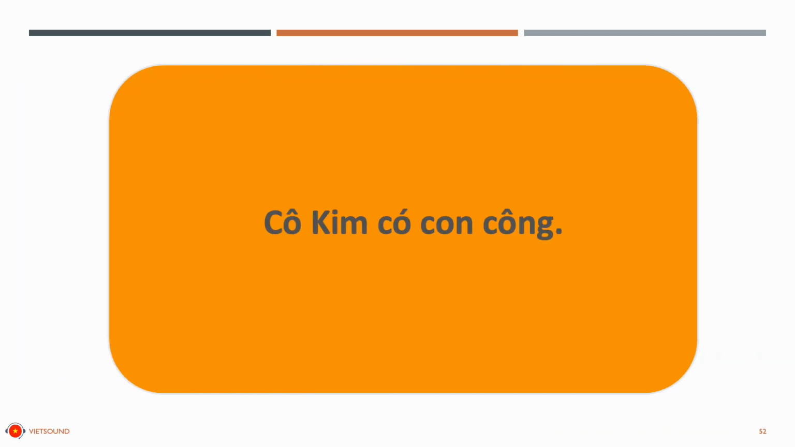Now let's try to say some sentences with many of the k sound. I'm going to do it in 3 steps. On the first step, I'm going to say the sentence very slowly. Then I'm going to do it a little bit faster. And on the last step, I'm going to say the sentence with normal speed. Okay. Cô Kim có con công. Now a little bit faster. Cô Kim có con công. Now with normal speed. Cô Kim có con công.